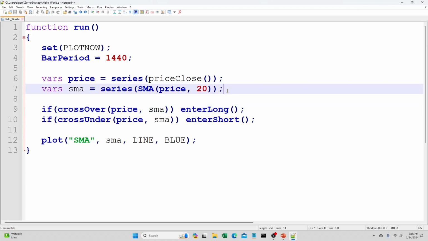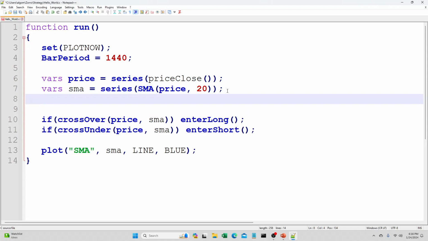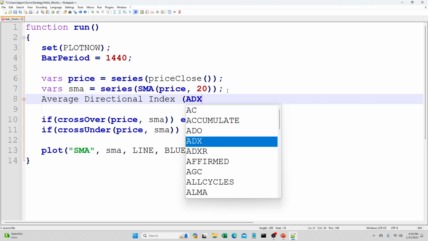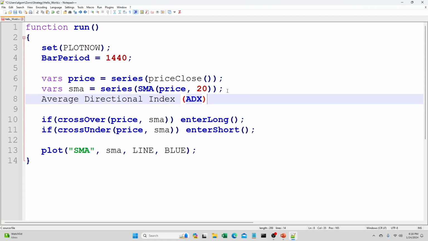And I'm sure many of you have heard about the average directional index, which is also called the ADX, right? This is a very old technical indicator. It was created by Wells Wilder a long time ago. And it's still in use because under certain conditions it does work.